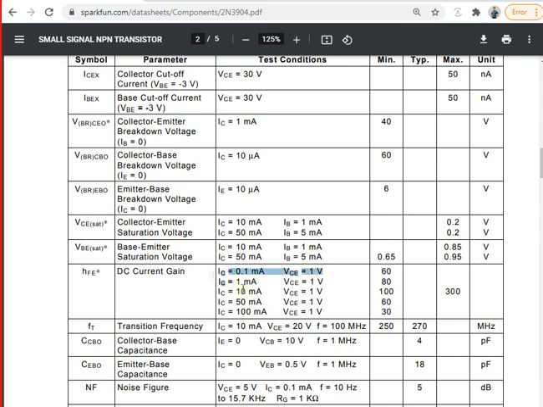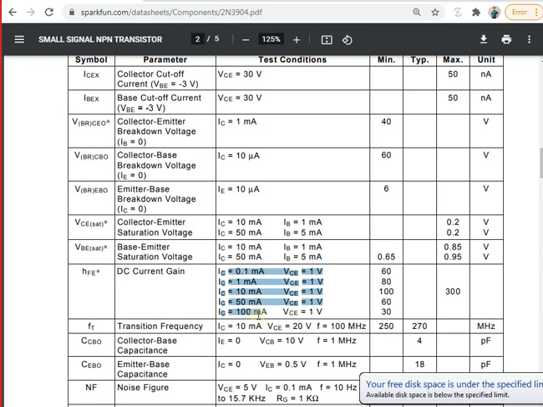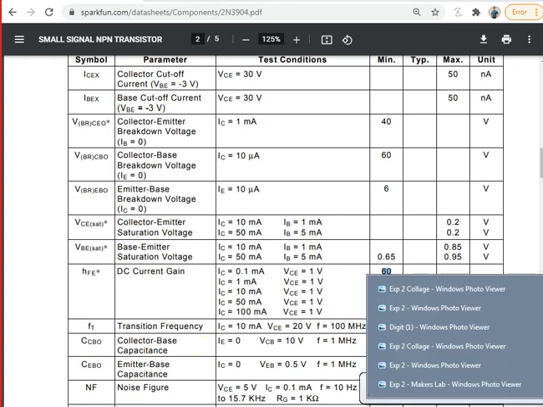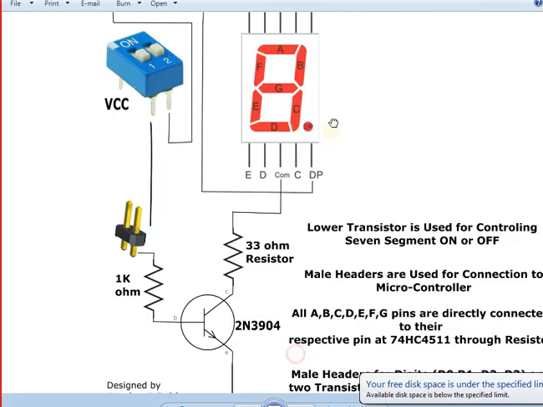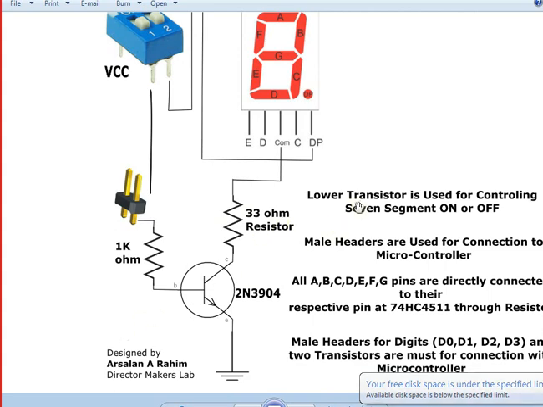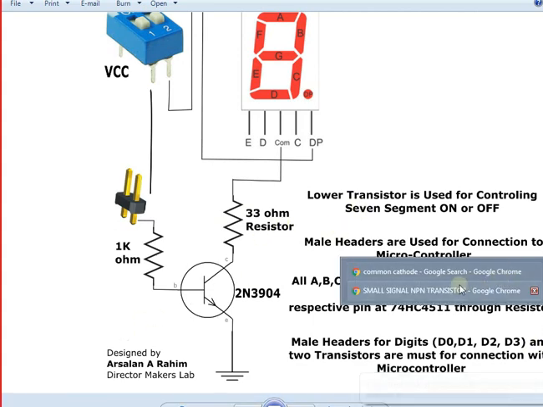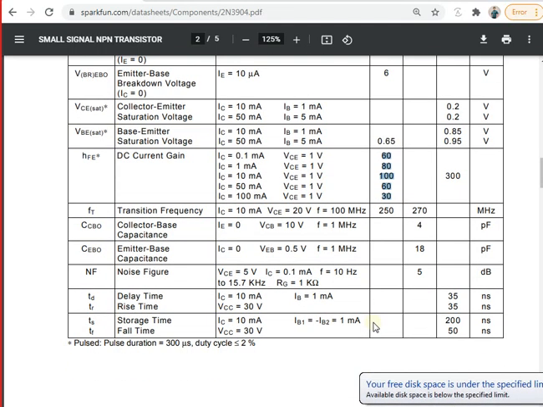You can see there are a lot of different ranges. Why different ranges? Because if the current changes, certainly the amplification value changes. So over here you can see values of 60, 80, 100, 60, 30. Based on these values, I have designed the values of the resistances over there. Maybe we will talk about this later on, maybe in some other courses.